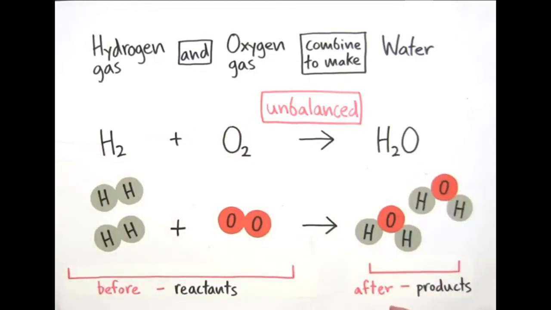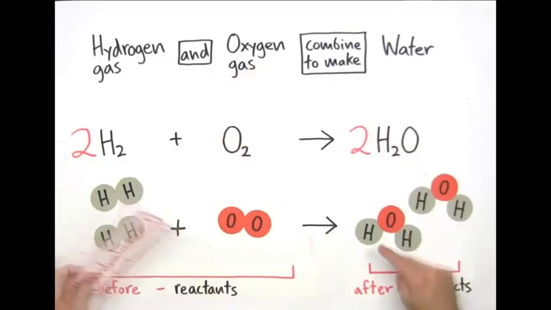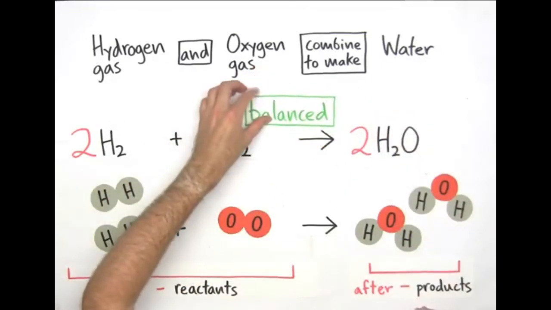In order to balance the chemical equation up here, I'm going to put a 2 in front of the H2 because I have 2 of those. And then I'm going to put a 2 in front of the H2O here because I have 2 H2Os. And now the equation is balanced.